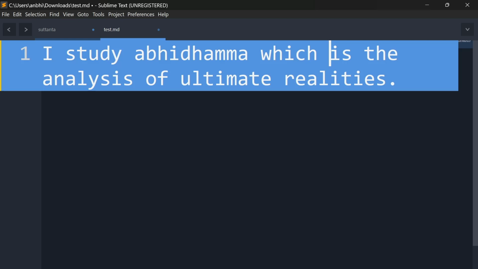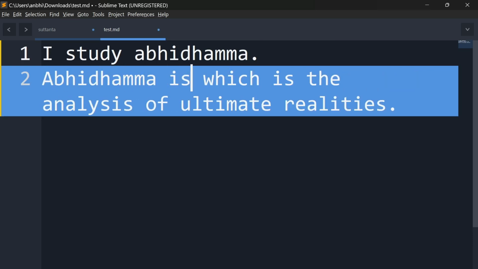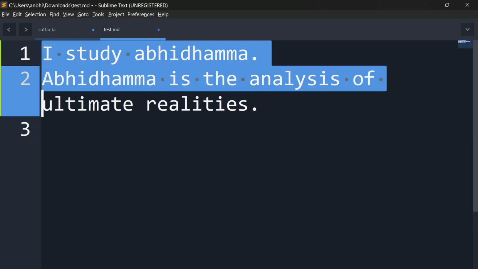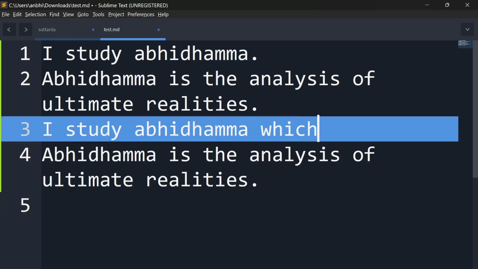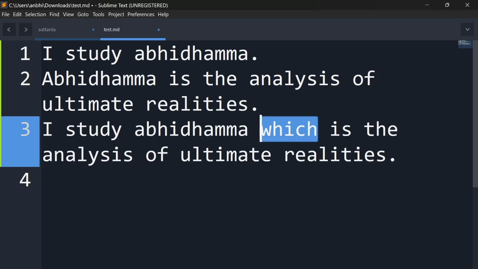You're going to have many examples coming, don't worry. It's not like finished. This is the lesson. Okay, I study Abhidhamma was the first sentence. Abhidhamma is the analysis of ultimate realities. And now we have, I study Abhidhamma, which substitutes Abhidhamma, right? This which over here, this pronoun, is referring to Abhidhamma, you see?